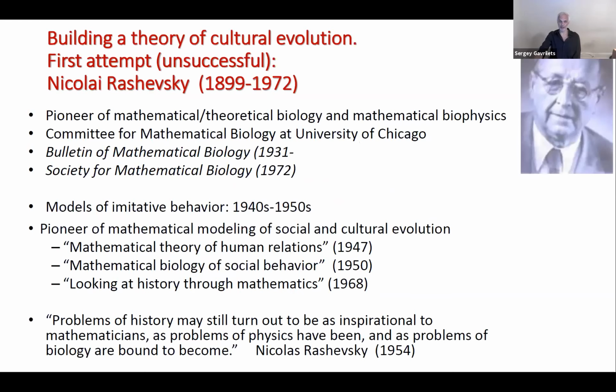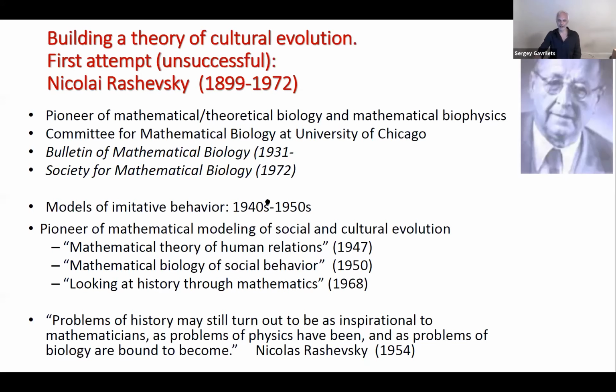The interest in culture did not appear immediately after Darwin's book. Actually, the first attempt to build a theory of cultural evolution happened only in the 40s and 50s of the last century. It was Nikolai Rashevsky, the pioneer of mathematical biology, who attempted to do that. It was a very interesting person. He was the founding editor of the first journal in mathematical biology. His work also led to the establishment of the Society for Mathematical Biology in 1972. He published a number of theoretical papers in the 40s and 50s modeling cultural evolution, and he actually had several books on that, which was also remarkable.